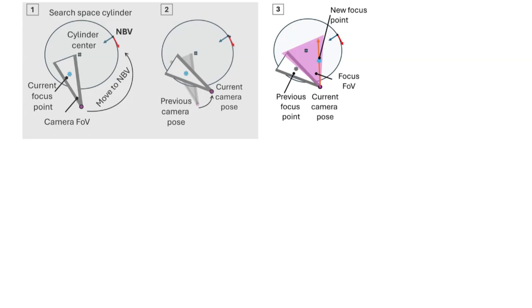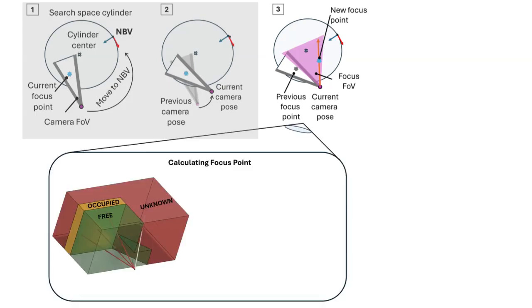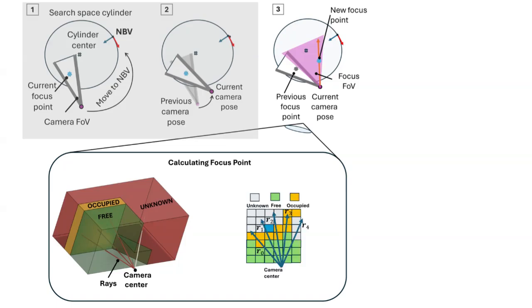We compute a focus point that helps the robot reveal more unknown area while traveling to the next best view. To do this, we cast rays from the camera center and evaluate each ray using entropy along the ray. We select the ray with maximum entropy as the best ray and place a focus point on it. Keeping this point within the camera field of view directs the robot toward informative, unknown areas.